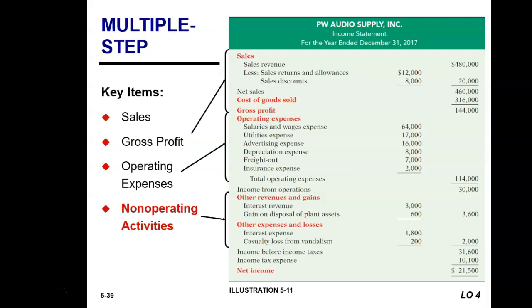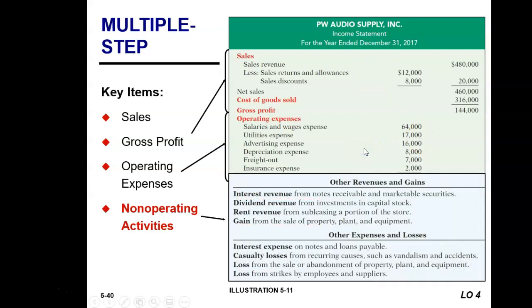Now, for each problem for homework, on the quiz, or for the test, I'll either give you an income tax rate or I'll give you an income tax amount. If you're given an income tax rate, you take the rate times the income before income tax amount in order to determine your income tax expense. Subtract the expense from income before income taxes to determine the amount of net income. So as you can see, the multiple step income statement is a lot more detailed and it provides more information about that business organization.